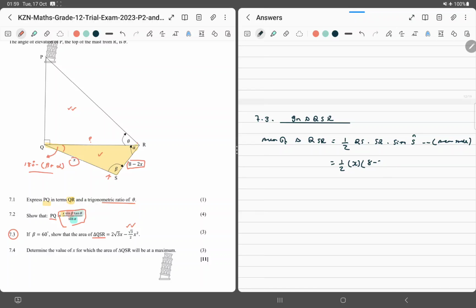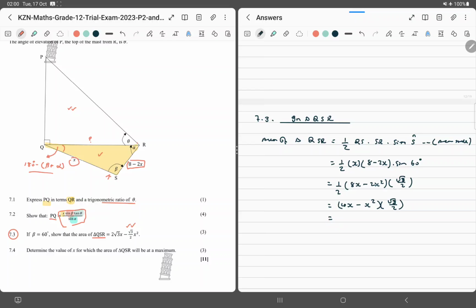The question is simple. There's 8 minus 2x times sine of 60 degrees, because beta there is 60 degrees. Now we've got a half, we distribute this thing in here, it's going to be 8x minus 2x squared, times sine of 60 is root 3 over 2. It's a special angle, right? Must distribute this half in there. So this is going to be 4x minus essentially x squared, times root 3 over 2.